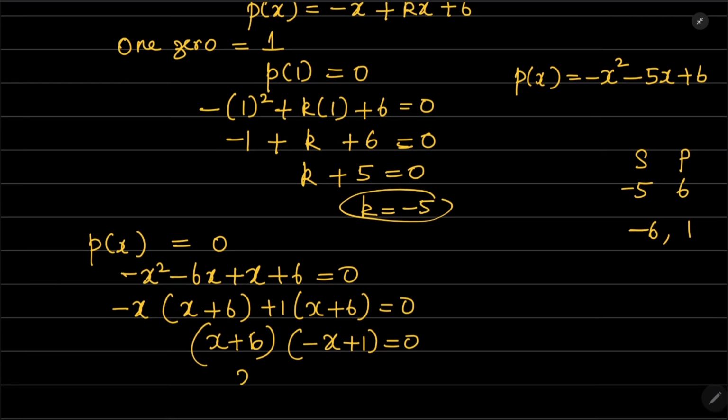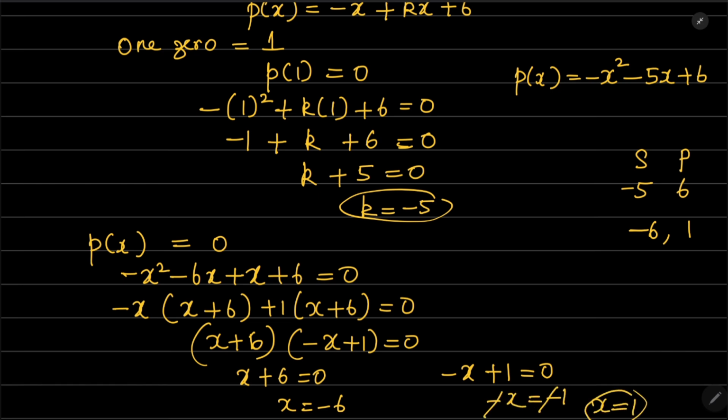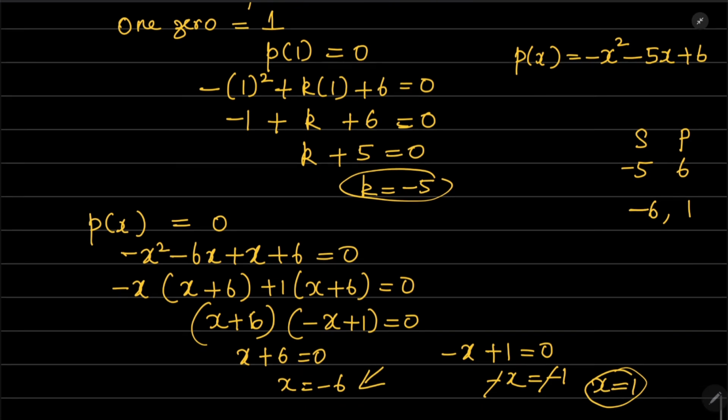So what is one of the zeros here? What are you getting? X plus 6 equal to 0, or x equals minus 6. And then minus x plus 1 equal to 0, which is minus x equal to minus 1, x equal to 1. This is already given to you. So what is the other zero? This is the other zero, that is x equal to minus 6. This is one way of doing the regular method.